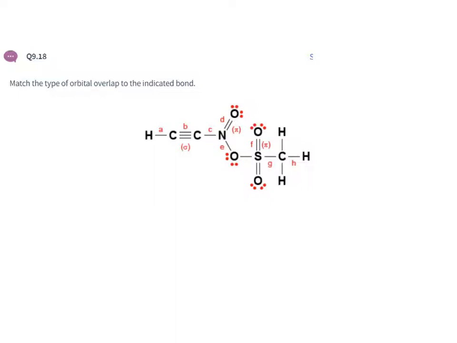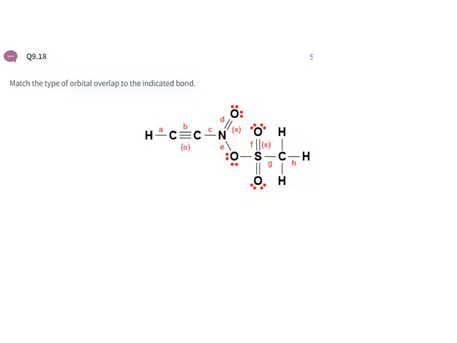Question 9.18 from the pre-lecture reading homework is a pretty good test to go through everything that we've covered in this chapter. Can you look at the number of bonding domains around a central atom, and based on that determine the hybridization of the atom, and then determine ultimately what orbitals are used to form the bonds we're looking at? That's all this question is asking. It's asking you to find what orbitals would be overlapping to form each of the bonds indicated.